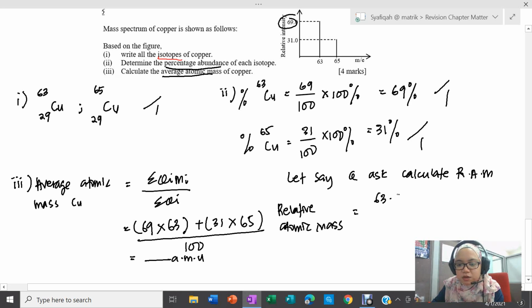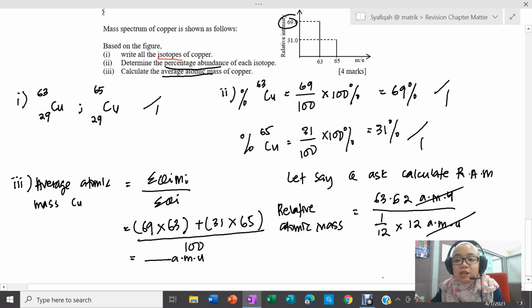So 63.62 AMU divide dengan, dia kata compare dengan carbon 12 kan? 1/12 times mass of carbon 12 berapa? 12. So 12 AMU. So ni dah, sebab tu dia tak ada unit kan? Sebab tu relative atomic mass tak ada unit. Unit dah cancel each other. So ni cancel. So kita akan dapat sama juga 63.62.